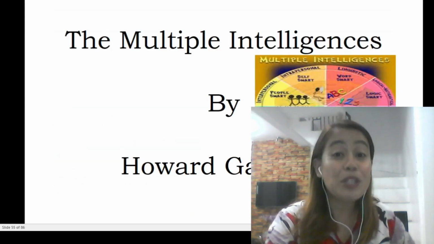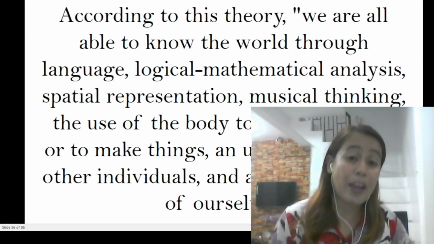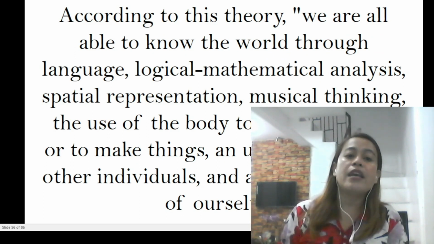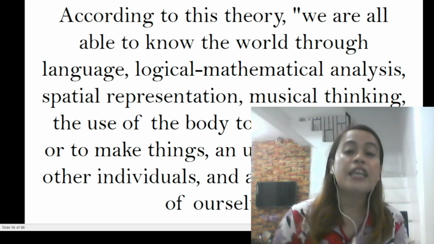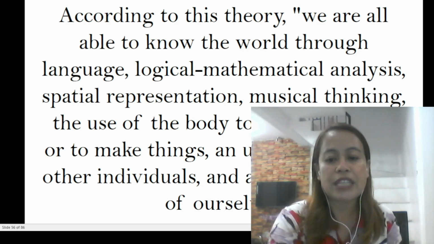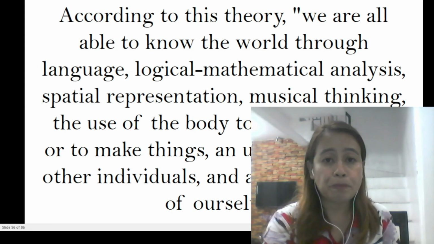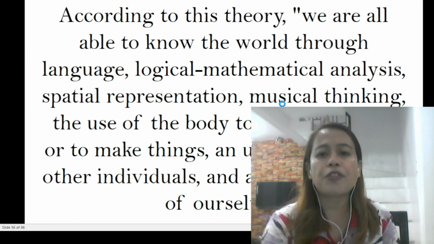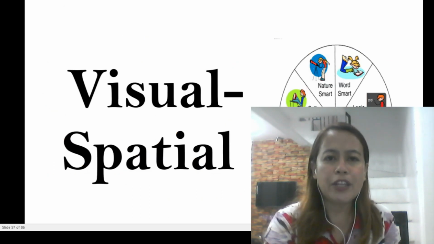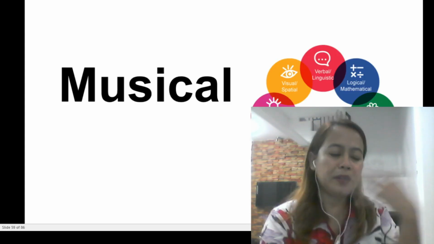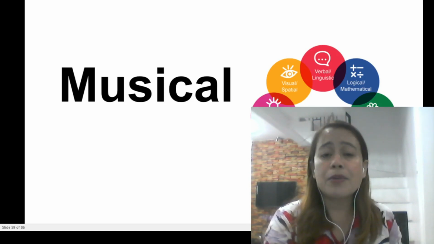And the last one is the multiple intelligences by Howard Gardner. So according to this theory, we are all able to know the world through language, logical-mathematical analysis, spatial representation, musical thinking, the use of the body to solve problems or to make things, and understanding of other individuals and an understanding of ourselves. So I will not be explaining this one by one because you are aware of the things that you see when it comes to multiple intelligences. Just one thought lang, no? Because we sometimes bully those who are intrapersonal.